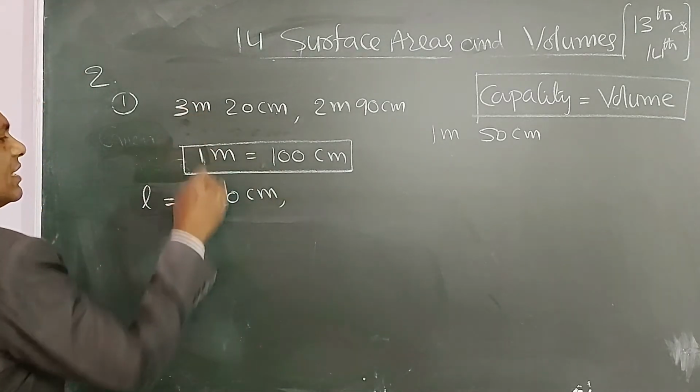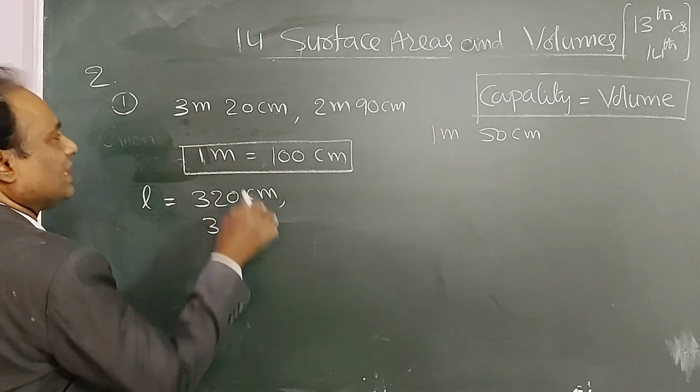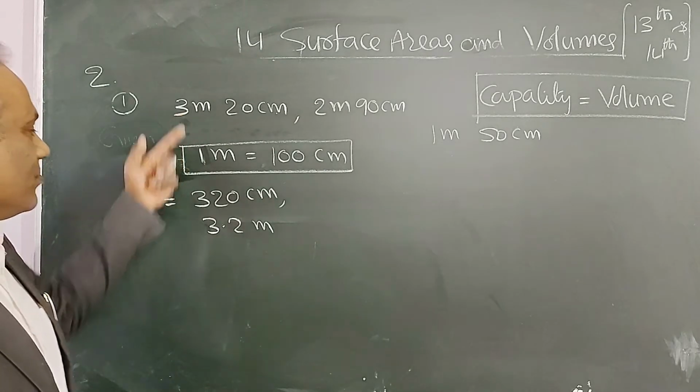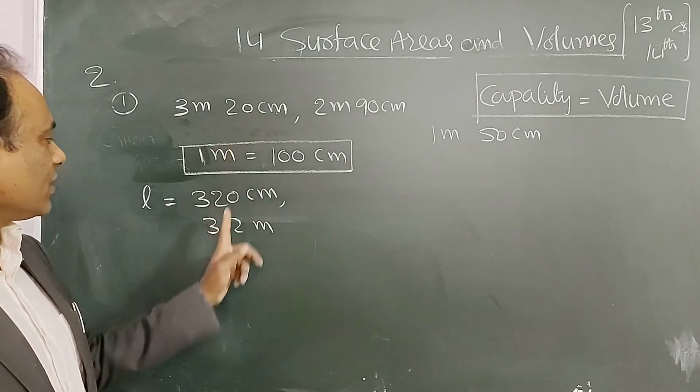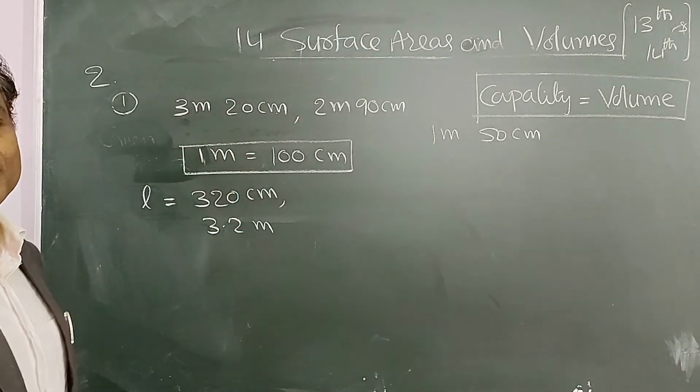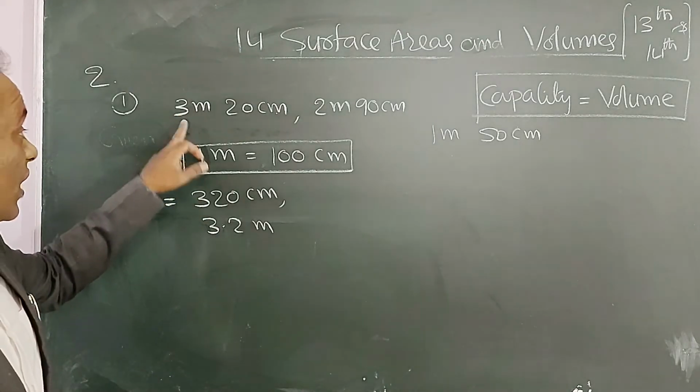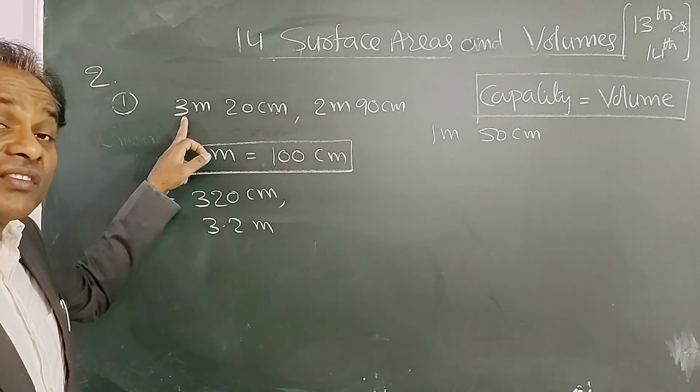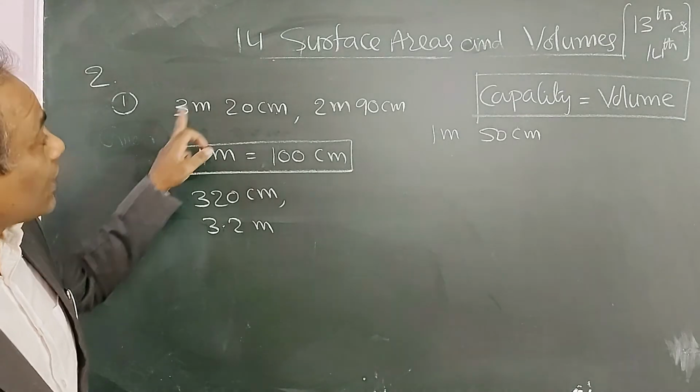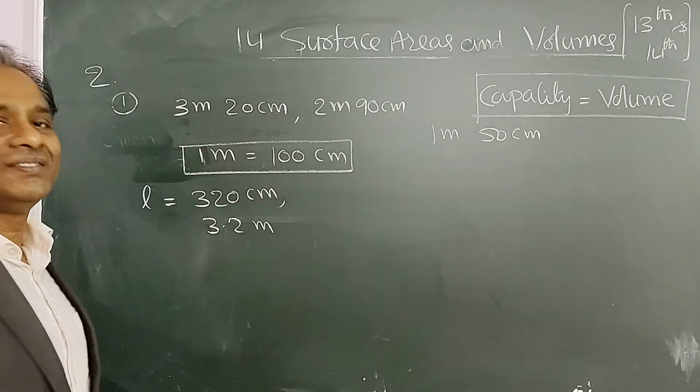You change the total into meters or centimeters. This can also be written like this: 3.2 meters. 3 meters and after that centimeters you write after the point. 1 meter is equal to 100 centimeters. 3 meters is equal to 300 centimeters. 300 plus 20, 320.